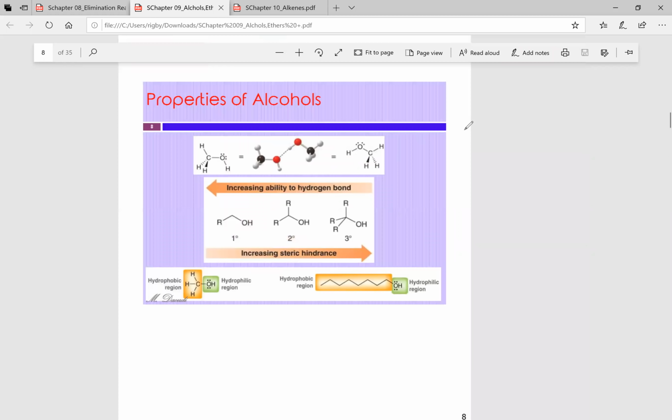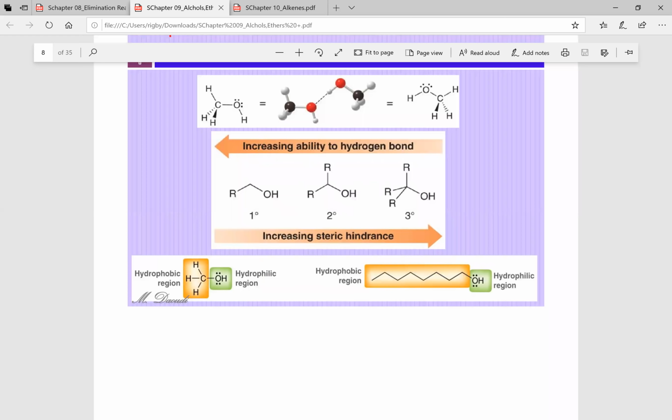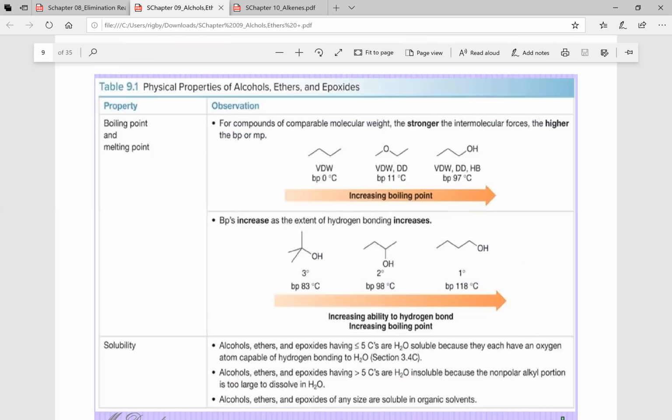So properties of alcohols. Now we're getting into some of the more interesting stuff because now we're going to be talking about how alcohols will react and how they will act in certain situations. And so we can see here that again, steric hindrance plays a role in the hydrogen bonding. The more steric hindrance we have, the less ability it has to hydrogen bond. So we can think of this as there's less intermolecular forces as there's more steric hindrance. So the boiling point is going to increase as the ability to hydrogen bond increases, as the steric hindrance decreases, okay?